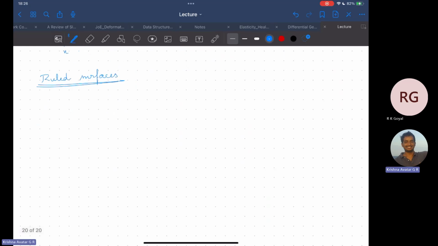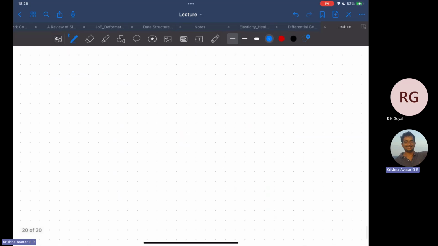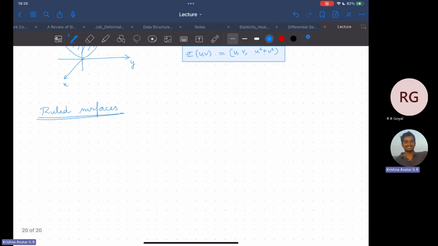We'll try to understand ruled surfaces at length, since this is a very useful surface for our analysis. So how do we define a ruled surface? That is the first thing.